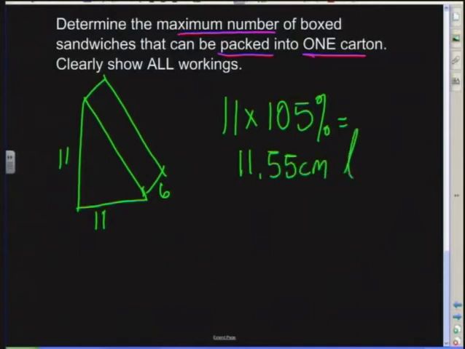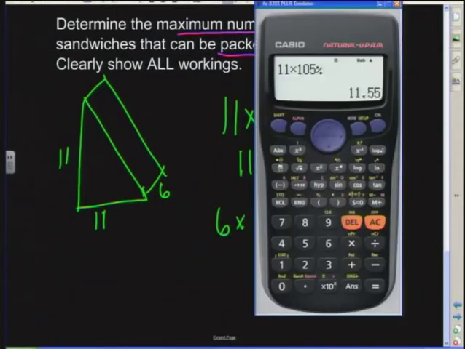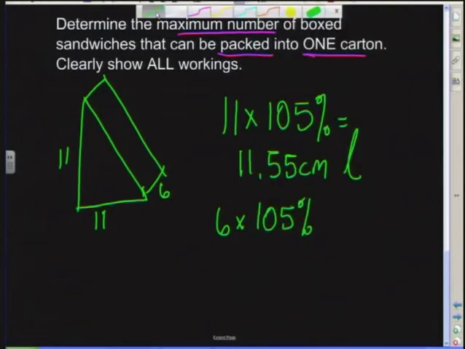So that's my length, and my breadth is the same. And then finally, my 6 centimeters times 105%. Let's see what that is. 6 times 105%, and I get 6.3 centimeters.